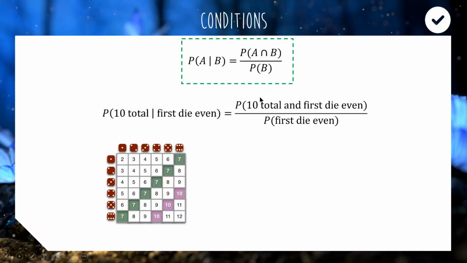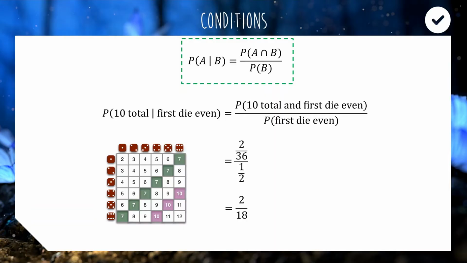So for the top of the fraction, probability of 10 total and the first die even is this number and this number, so it's 2 out of 36. Like we said, the probability that the first die is even is going to be a 3 out of 6 chance, which we'll just write as 1 out of 2. We're going to slightly simplify, not fully simplify, this fraction to 2 out of 18, and there is our probability.